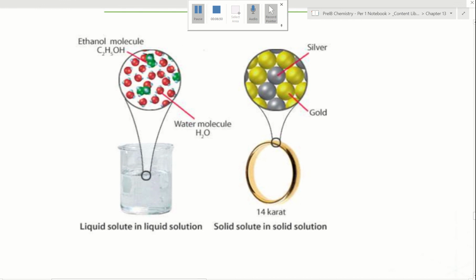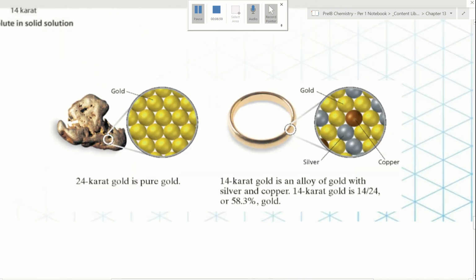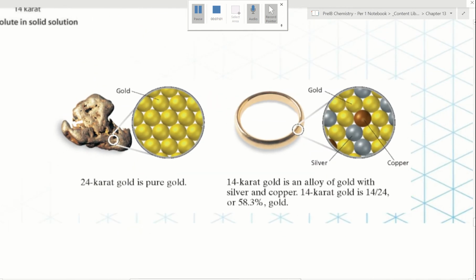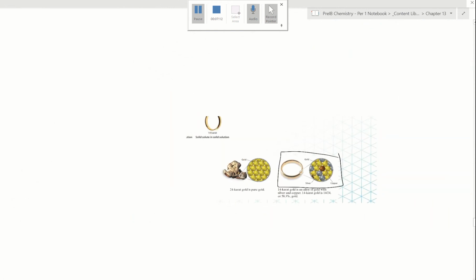If you have jewelry that's 14 karat gold, that's actually a solid in solid solution. We call that an alloy. And then we also can have pure gold that we wear as jewelry, but most often we're dealing with this alloy as gold that has a small amount of copper and silver in it.